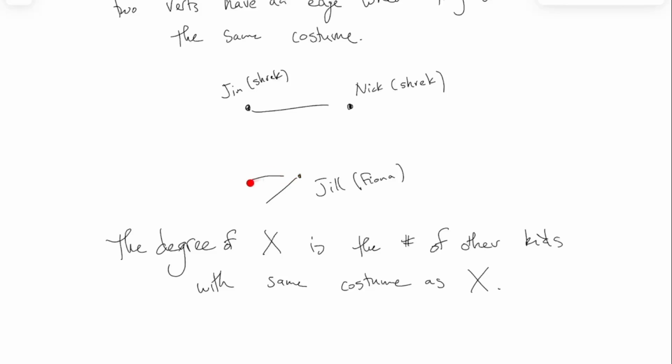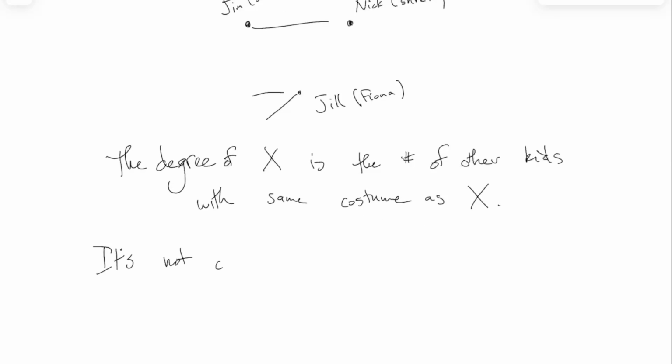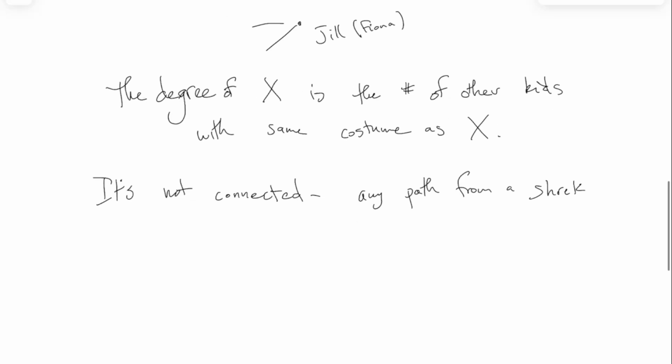Everybody connected to a Fiona has to be another Fiona, right? Even if you hop across several edges, you're not going to end up at a Shrek if you started at a Fiona. You have to just hop over to other Fionas. So this one is not connected. That's because any path from a Shrek can only lead to other Shreks. So there's a little cluster of Shreks and they're all together, but then there's also a cluster of Fionas, and you've got Annas and Elsas or whatever, which cannot be connected with one another. They are all connected to each other, but not to the other parts of the graph.